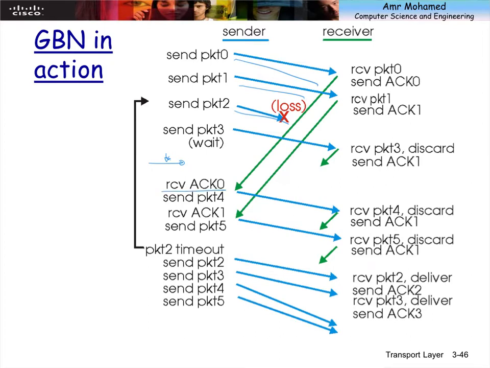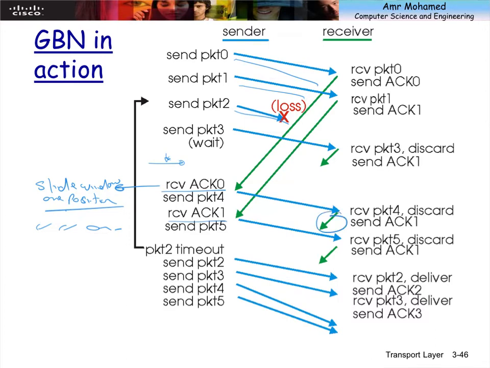Here it happens that I received the acknowledgement for packet 0. So what will happen here? Slide the window 1 position. Right? And then I received the acknowledgement for packet 1. So again, slide the window 1 position. Same thing. Okay?